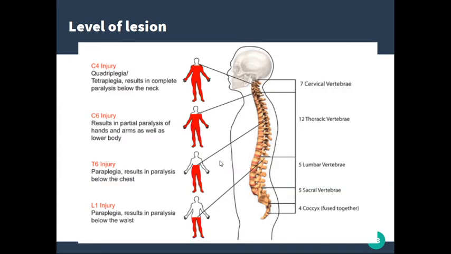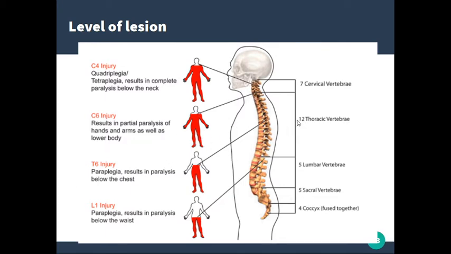Now, depending on the level of the lesion in the spine, we can get different types of plegias. For example, at C4, which is up here, in the neck, we're going to get a quadriplegia or a tetraplegia resulting in a complete paralysis. If it is C6, we can get a partial paralysis of the hands and arms. However, it might also result in a quadriplegia because it is a high up lesion.